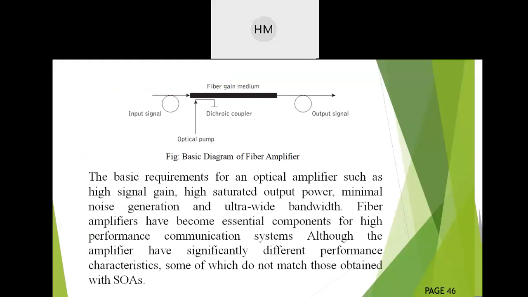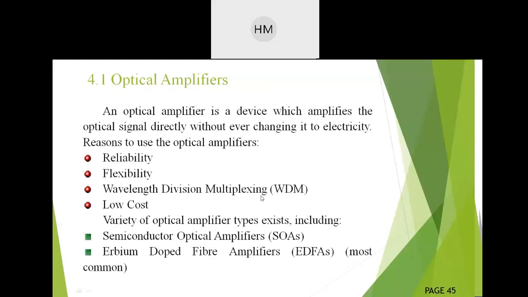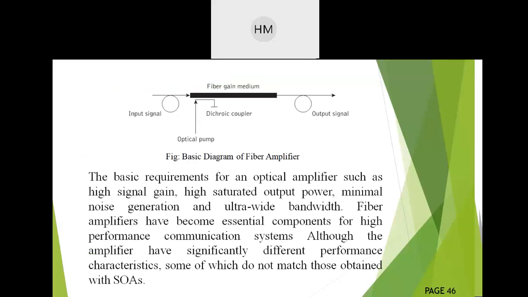Now we will see the basic diagram of a fiber amplifier. You can draw this diagram in your copy. I think you have written the headings: advantages, variety of optical amplifiers, then this diagram.